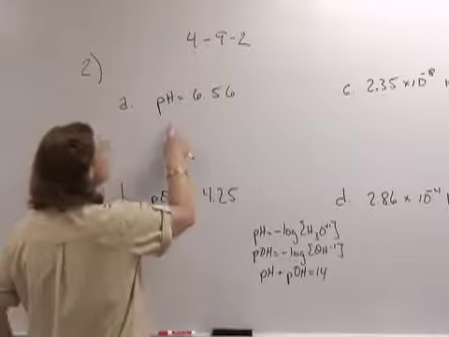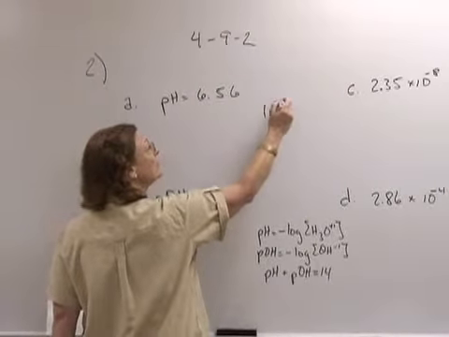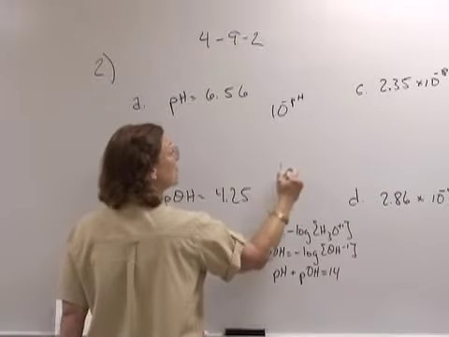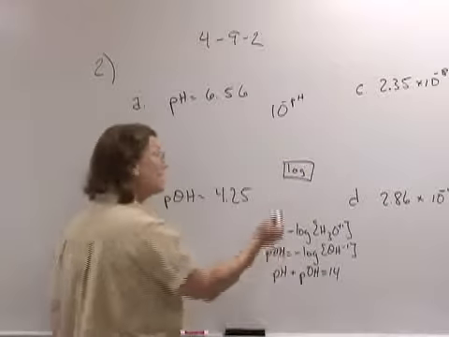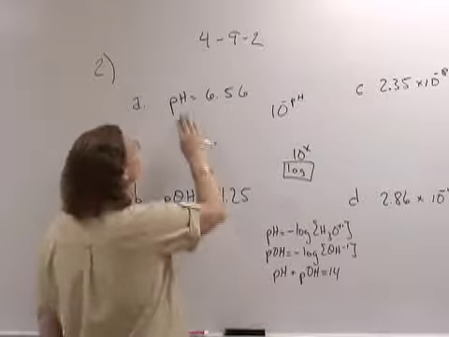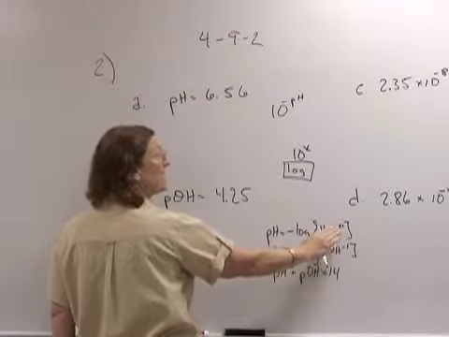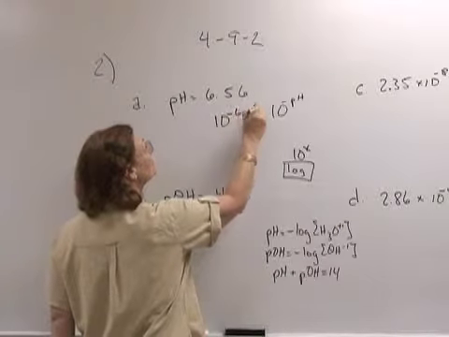In the first case, we are given the pH, and we know that 10 to the minus pH is the hydronium concentration. On your calculator, you have a button that says log, and above that, it says 10 to the x. That's what we need to get to when we are given the pH. We are going in reverse. And therefore, this is the same as 10 to the minus 6.56.